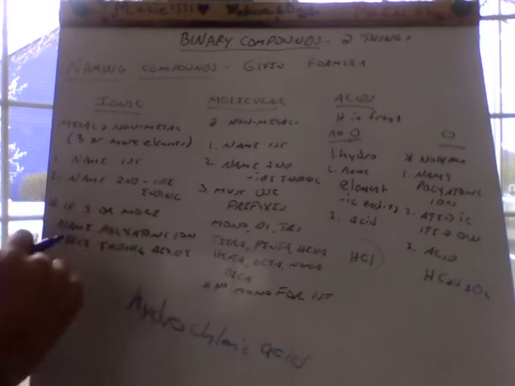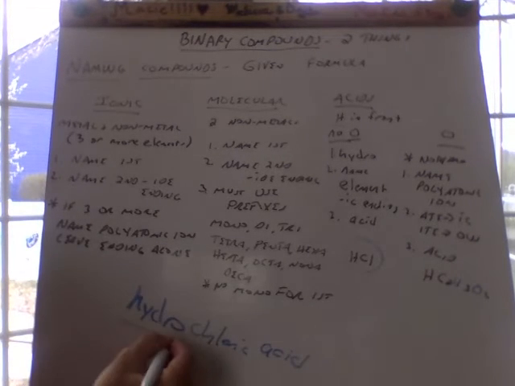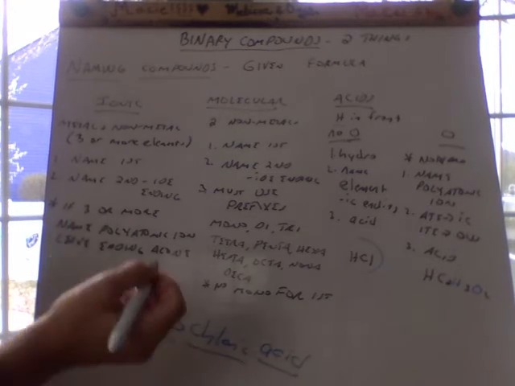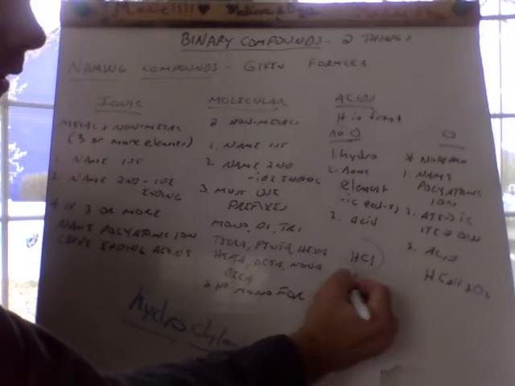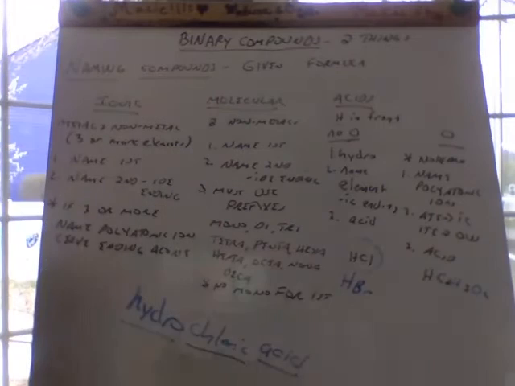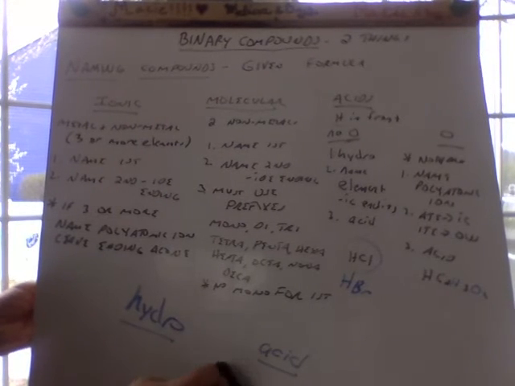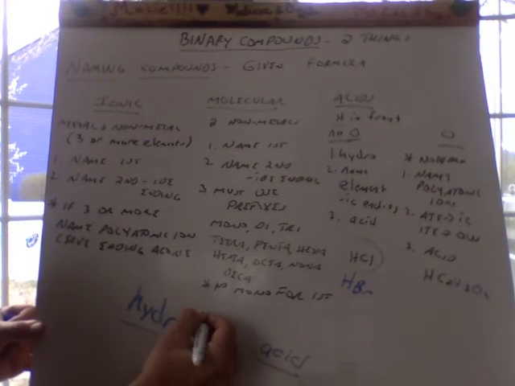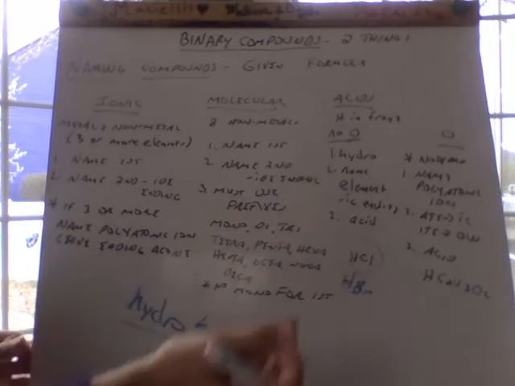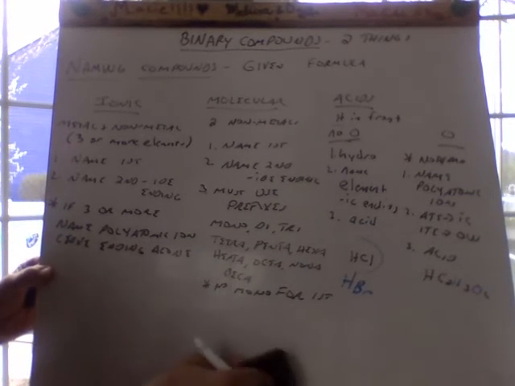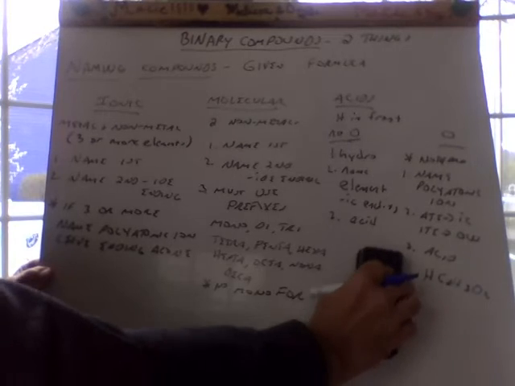So we're going to write the word hydro, then the element name with IC, and then the word acid. Three steps. So what do you think HBr would be? I'm still going to have hydro because there's no O, except now this is going to be bromic, because bromine changes to IC. That's all that is, okay? Come back here for this.